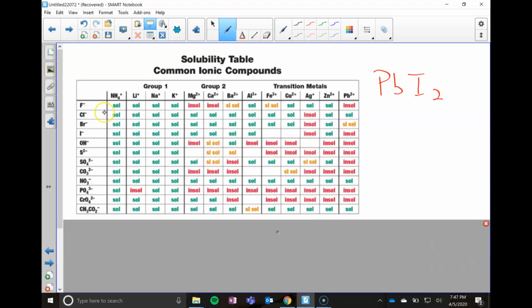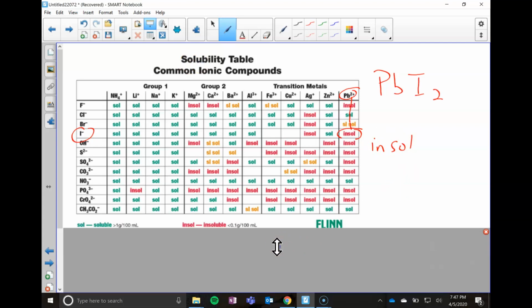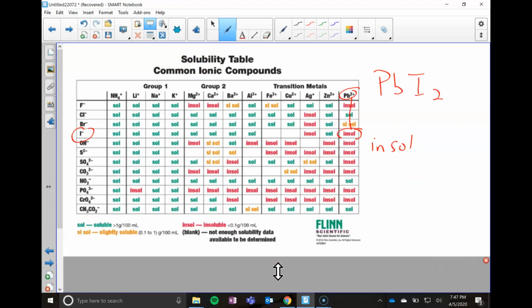So we use this chart, we find our cation, oh, there's lead, and we find our anion, oh, there's iodine. So we find where they meet. Lead iodine meets right there. And we got this INSOL, which stands for insoluble down here.